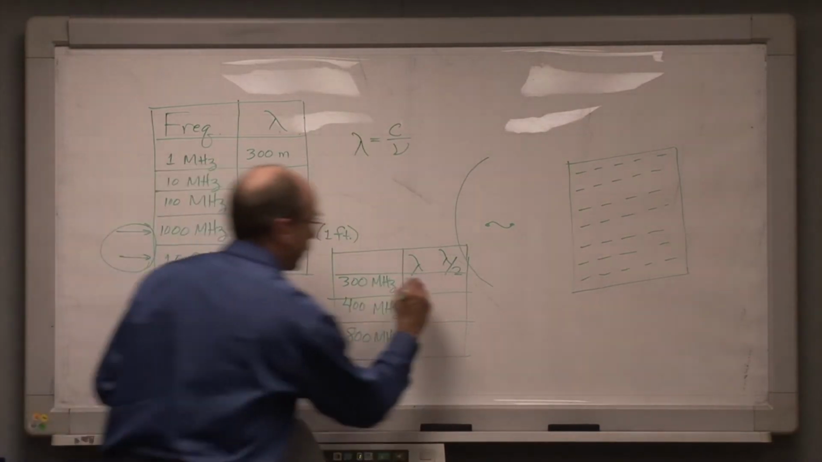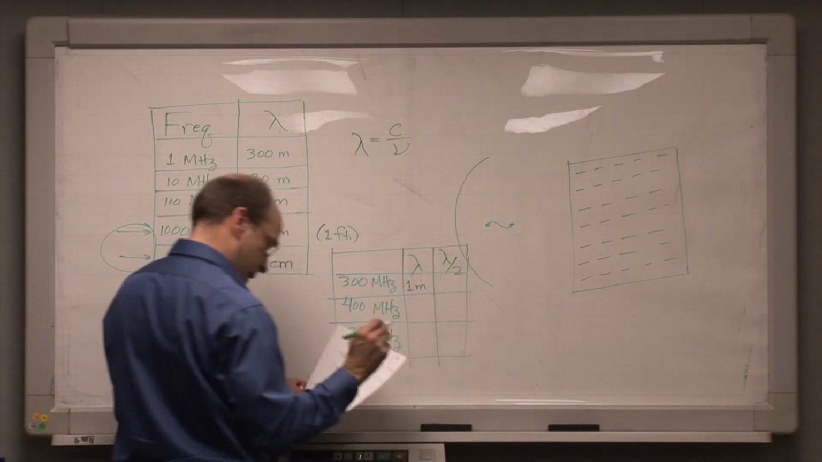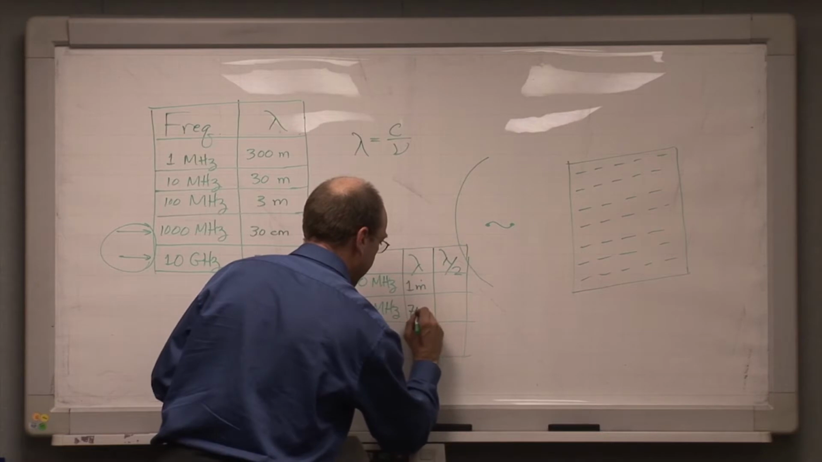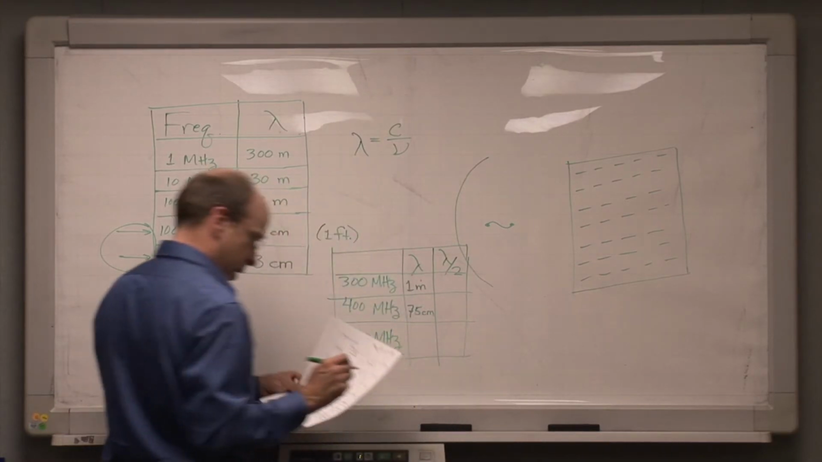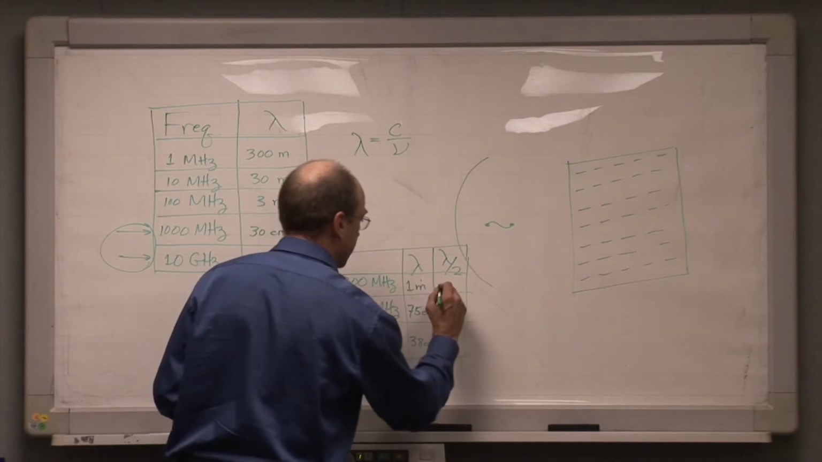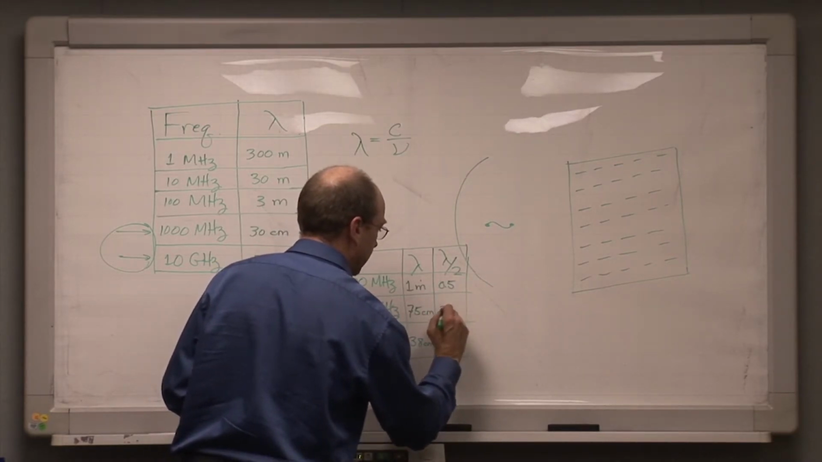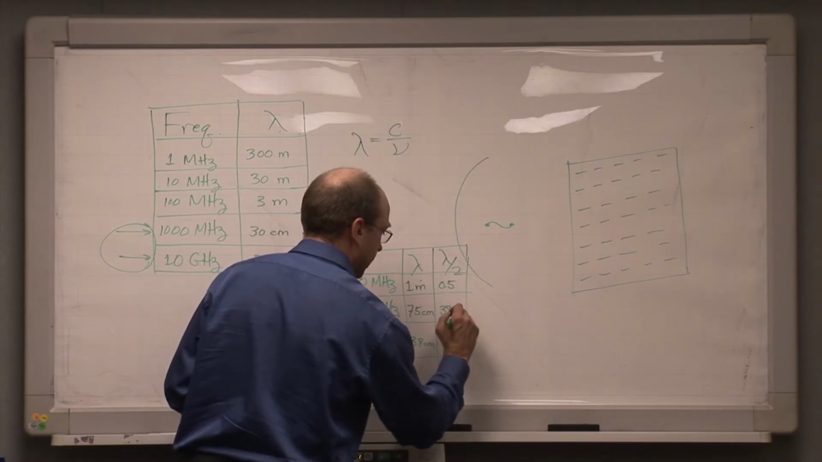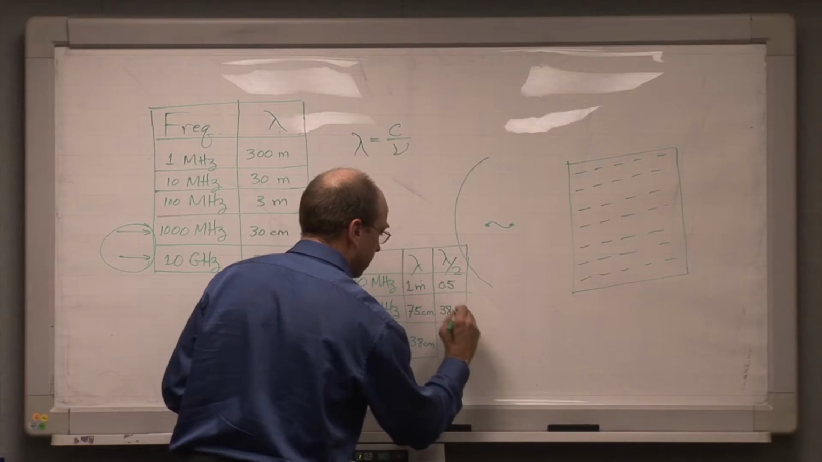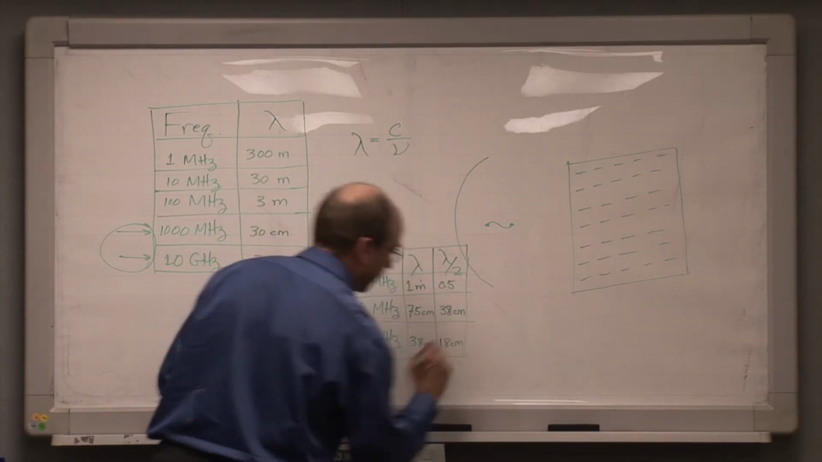And we get a wavelength of 1 meter, 75 centimeters, and basically 38 centimeters. And if we divide these numbers by 2, we get half a meter. We get about 38 centimeters, and finally we get about 18 centimeters here in round numbers.